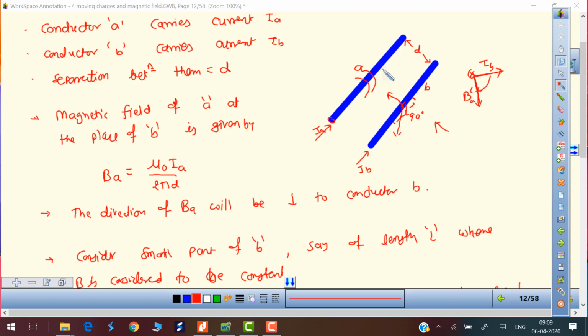Carries identical current. If force per unit length is 2 into 10 raised to minus 7 Newton, then current is said to be 1 ampere. Two conductors placed in the vacuum with separation 1 meter carries the identical current, and force experienced per unit length is 2 into 10 raised to minus 7 Newton, then it is said that current flowing in each conductor is 1 ampere. This is the definition used to define the ampere.